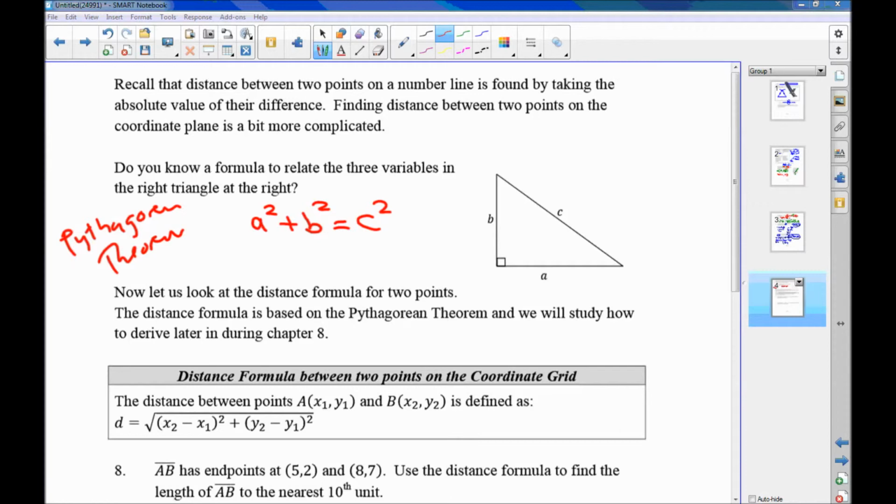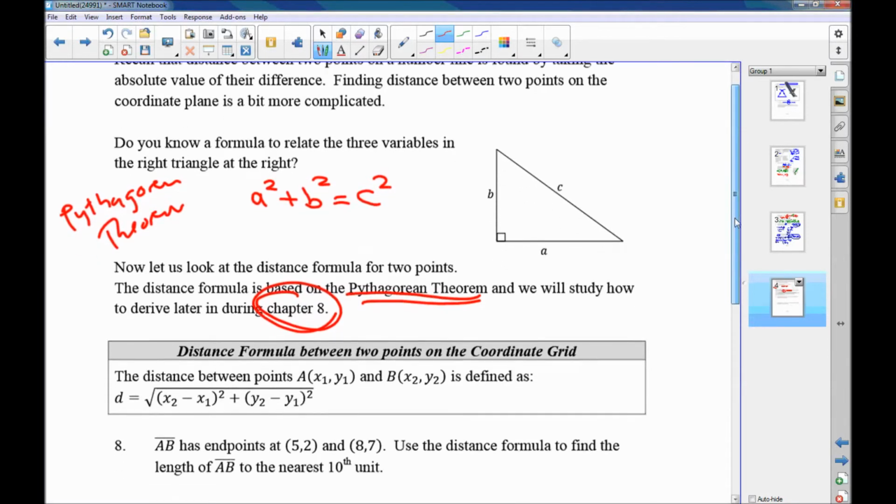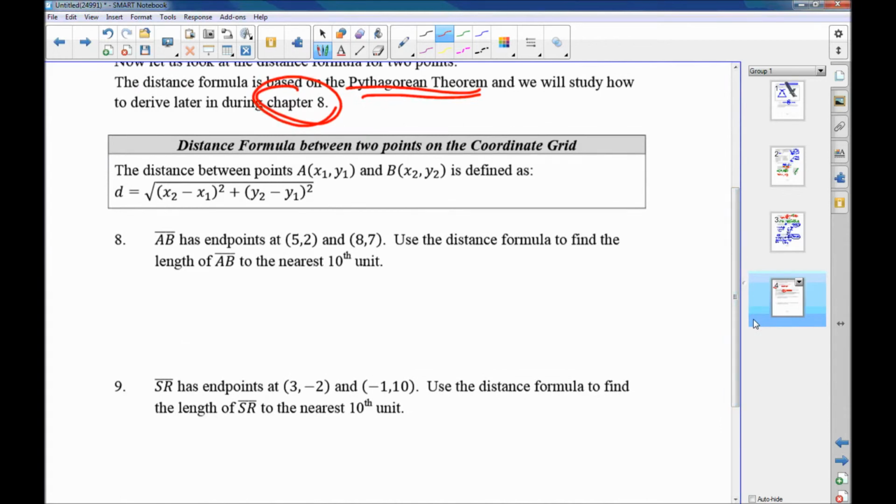And the distance formula for 2 points in a coordinate plane is related to the Pythagorean theorem. We will study all this in chapter 8 when we get there, so you don't need to know how you could take the Pythagorean theorem and turn it into the distance formula yet. Okay? But you do need to know the distance formula.